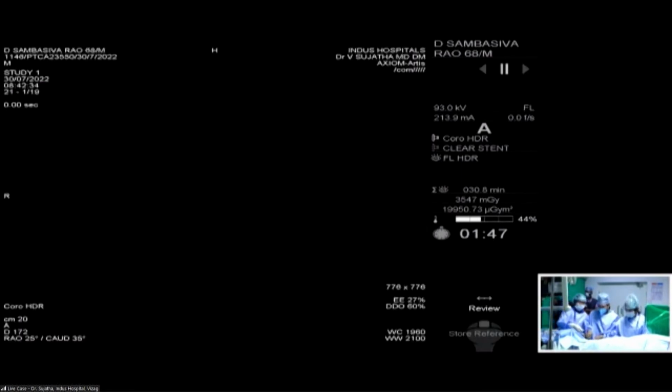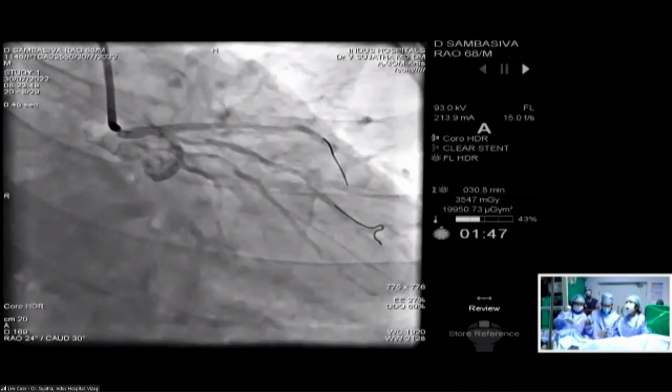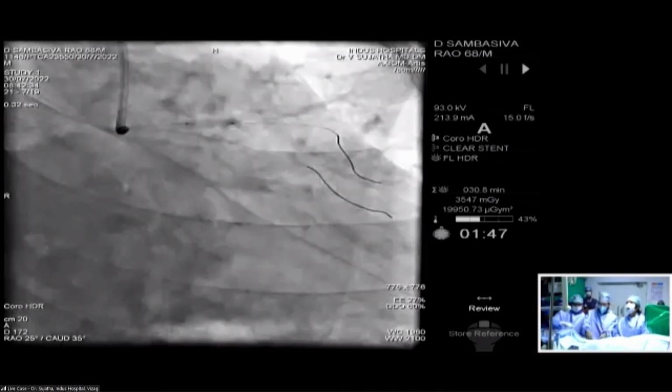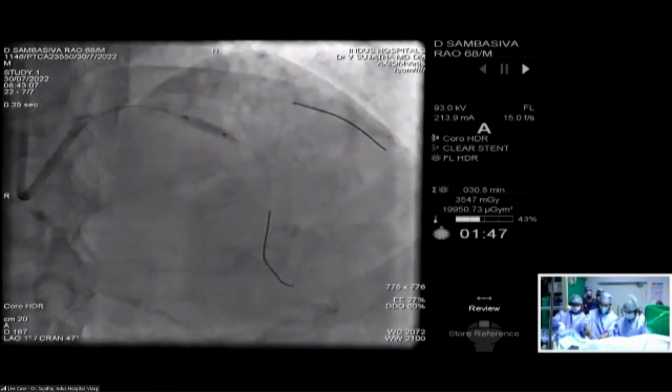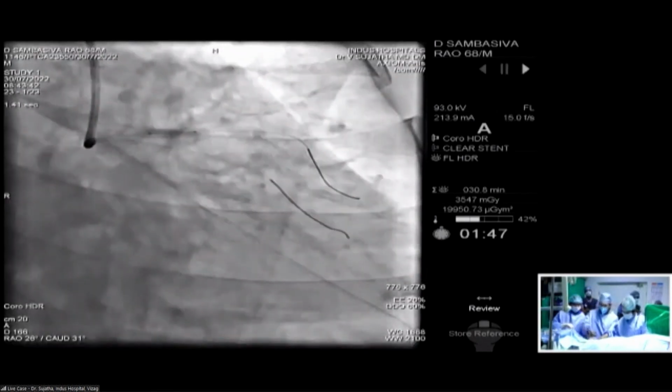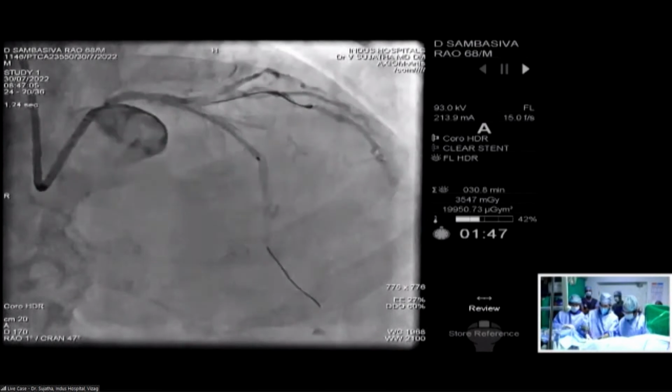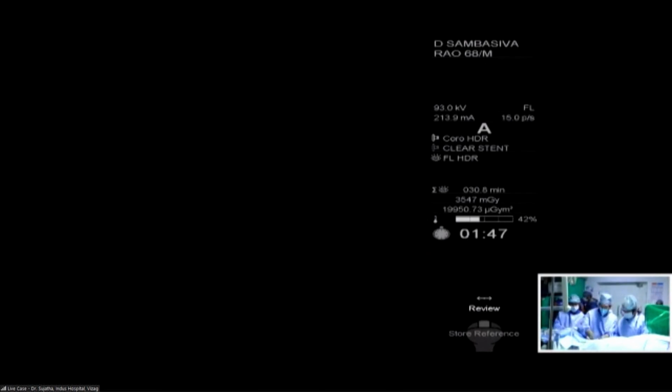Yeah, sometimes these larger balloons... is it a 6 French guide, right, madam? Yeah, I took a 7 French. Okay, I took it through a slender sheath of Terumo radial, and I'm with radial down. So I might have some problems in pushing things.